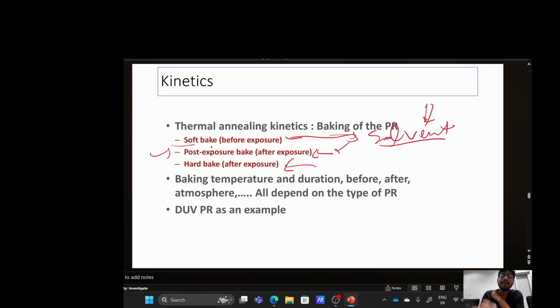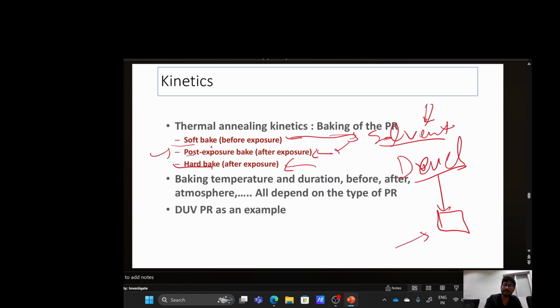And then hard bake. After the photolithography, once you have done the whole process, you have done the post exposure bake, and then you have developed with the developer, and you have checked with the microscope that your feature size is fine. Okay, after that you can do the hard bake.